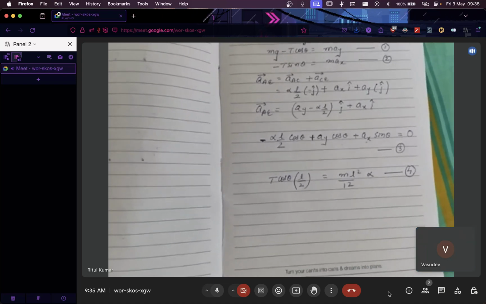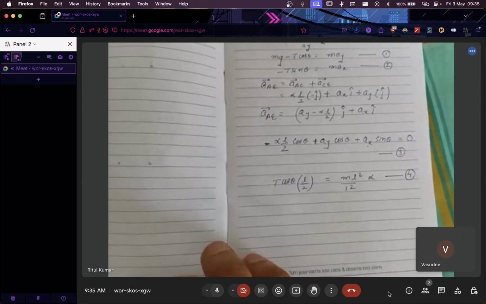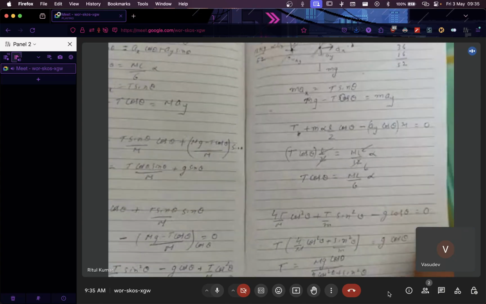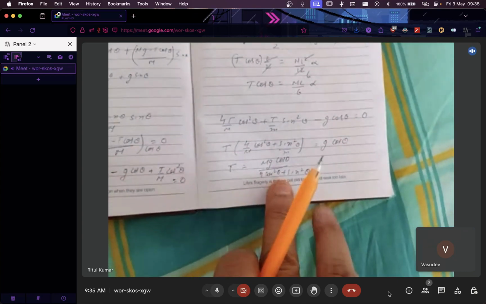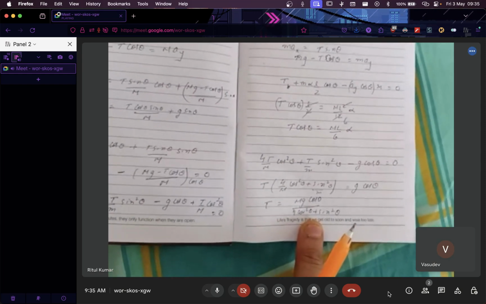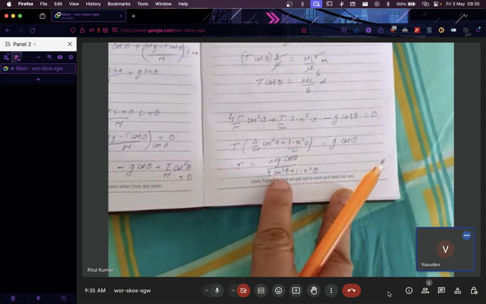A tad bit of calculation, not much though. Nevertheless, let's not lose time. You'll be able to. It'll come somewhere like this. Check out mg cos theta.